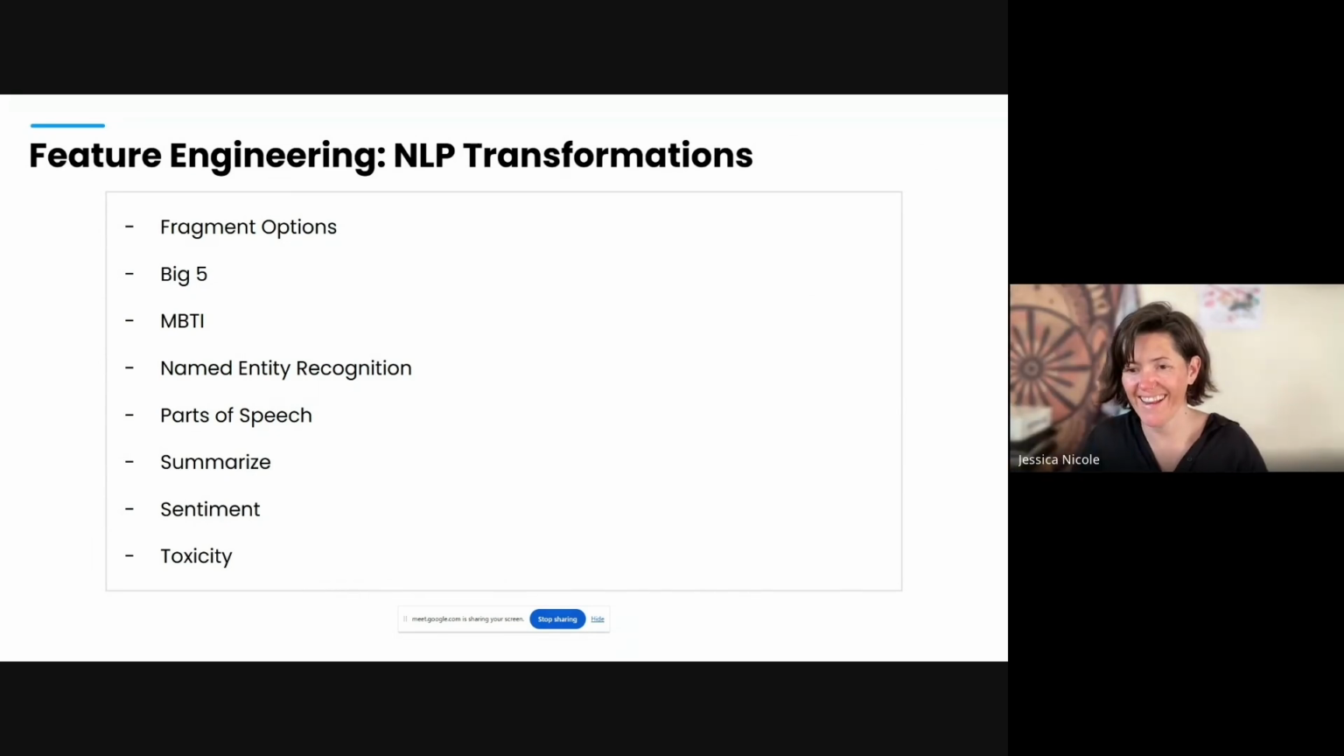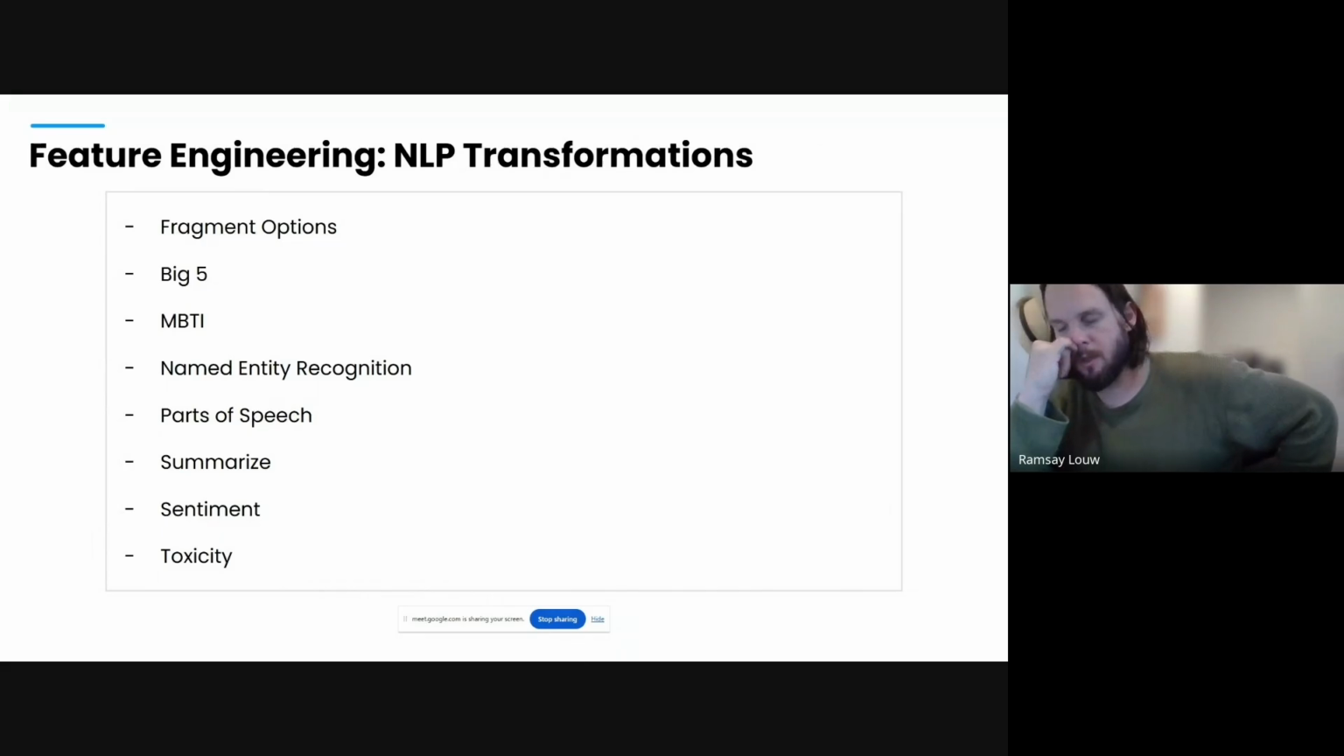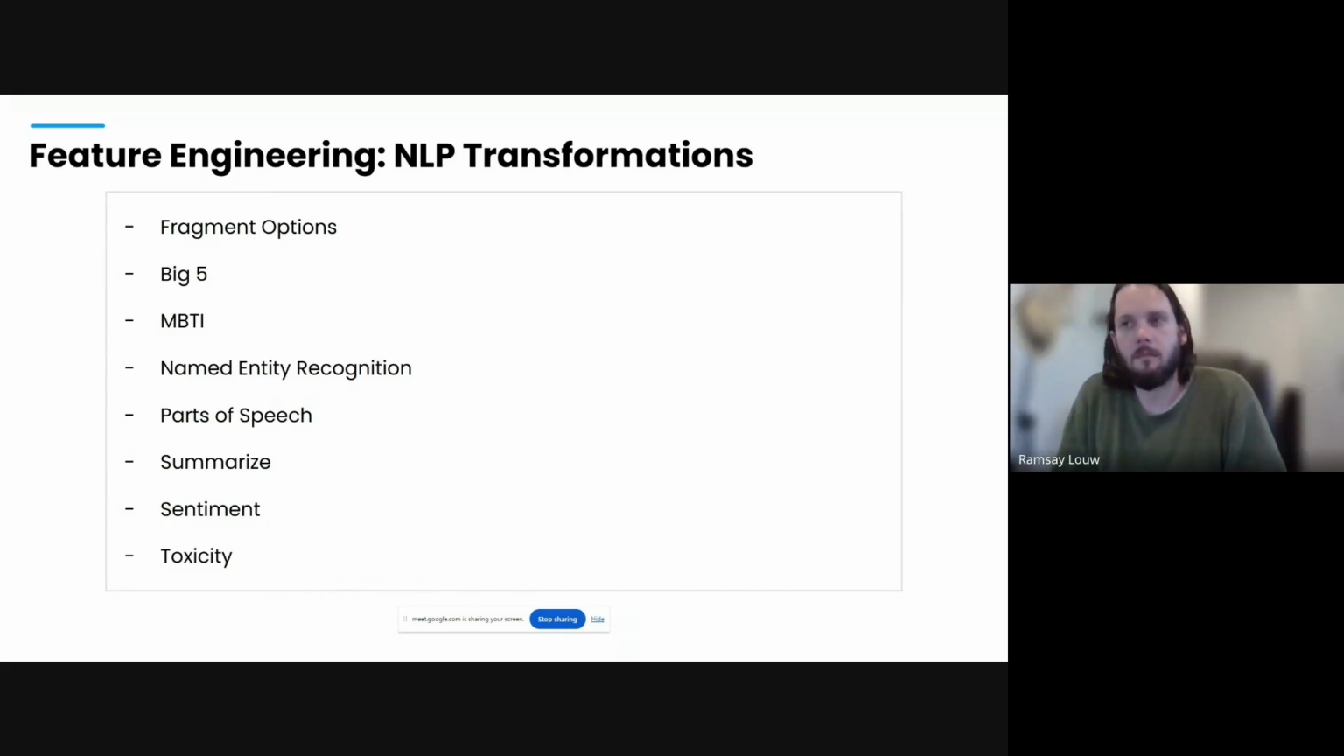I was just asking if you recall what the Big 5 personality types are. Yes, it's also called the OCEAN model. So it's openness, conscientiousness, extroversion, agreeableness, and neuroticism. Yeah. So these are transformer models which take text and derive a personality from it.